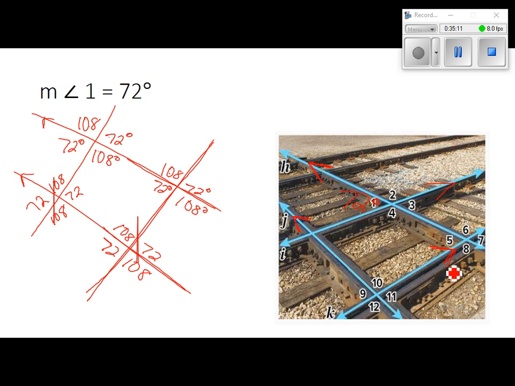Doesn't always work that way. If I told you these two were parallel, then I gave you two transversals like this, will that all work the same? No. Because since they're not parallel, it'd be different angles. So these angles over here are going to be different than these over here.